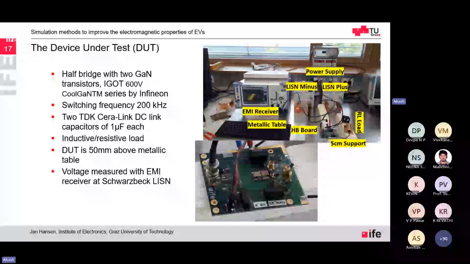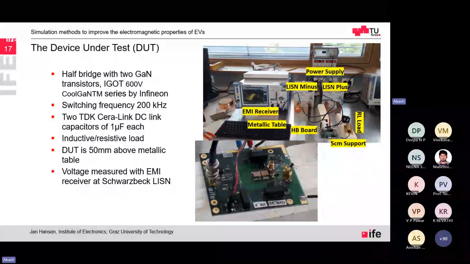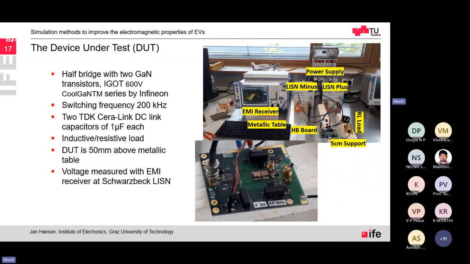Usually in the EMC design, you put such a device on top of a metallic table. This metallic table has some resemblance to the chassis of a car, which is why it needs to be metallic. Then you need a power supply for this device, and you monitor the voltage of this device at two boxes, which are called LISNs. There you can monitor the voltage, and you display it on a spectrum analyzer. Basically, you directly look at the spectrum.